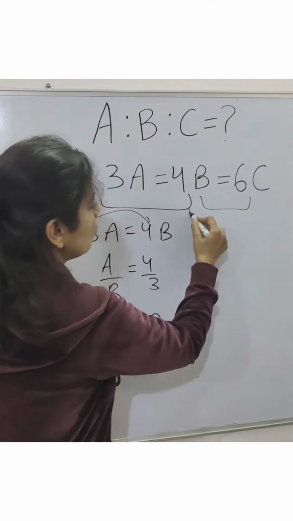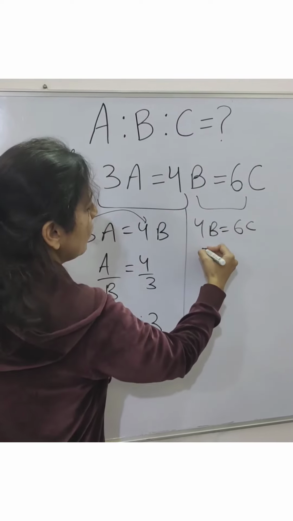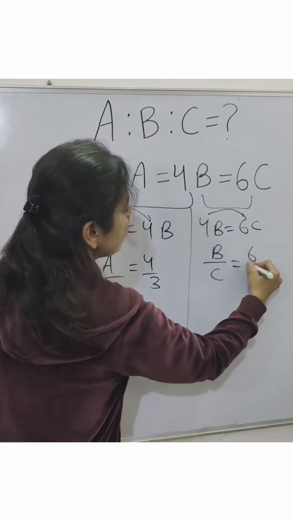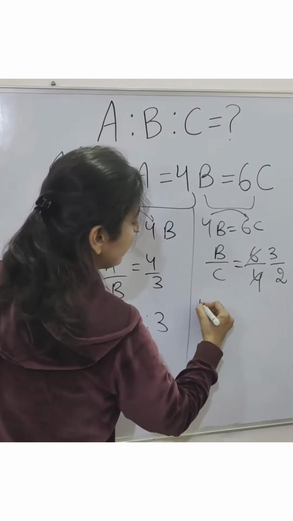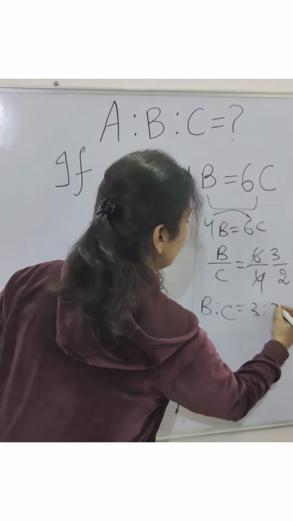Now you pick up the next two terms. Similarly, we can write it B upon C. And shift it on right, ये बना 6/4. After cancellation this is 3/2. इसको रेशियो फॉर्म में लिखा. B is to C equal है 3 is to 2.